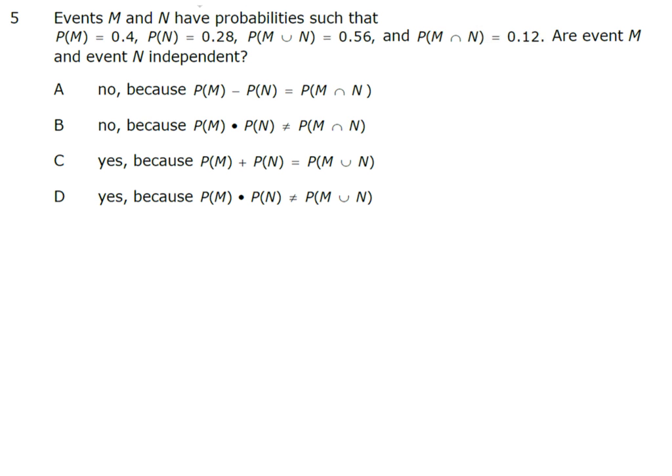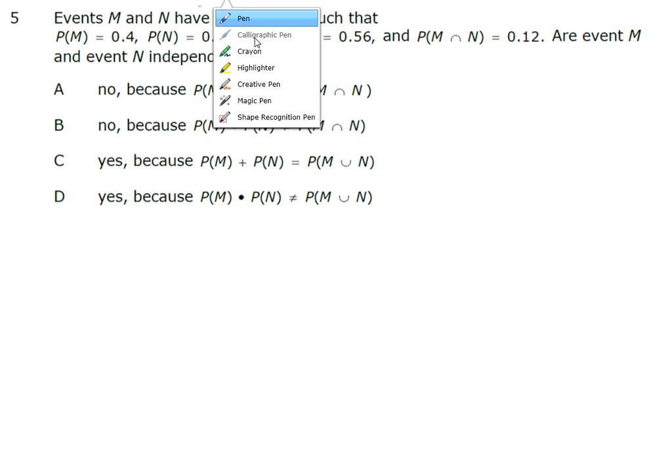Here's another probability problem. Events M and N have probabilities such that the probability of M is 0.4, the probability of N is 0.28, the probability of M or N is 0.56, and the probability of M and N is 0.12. Are event M and event N independent?